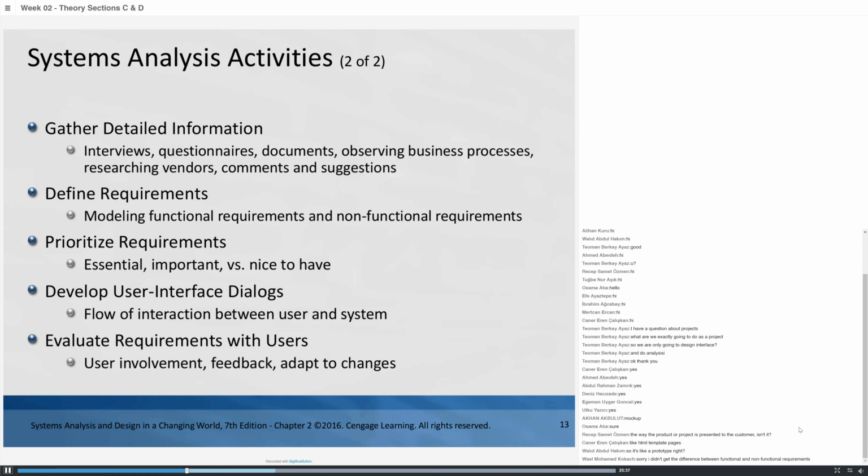Mohammed, I will explain it later. I didn't give detail about it. Don't worry about it. I will explain. And then we will evaluate the requirements with the stakeholders and get their feedback.